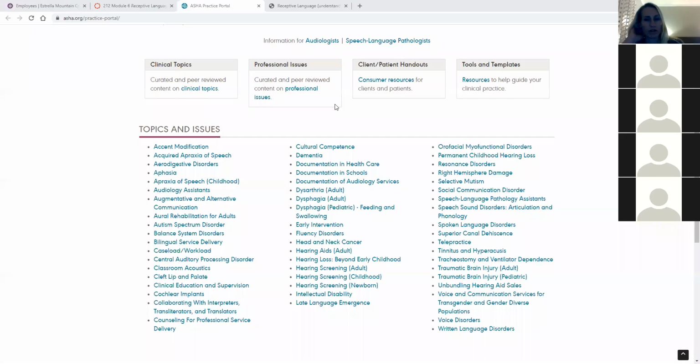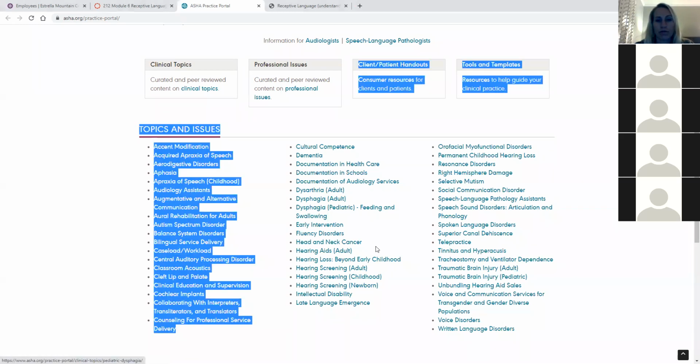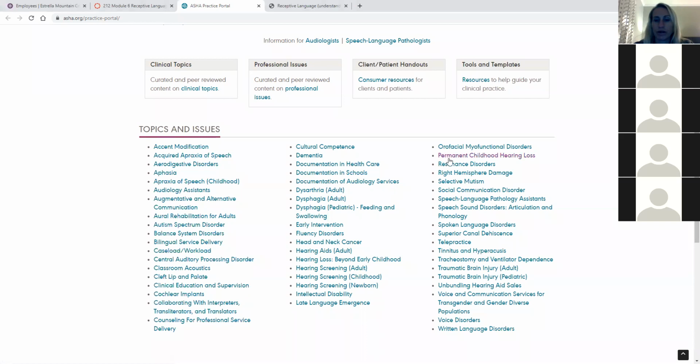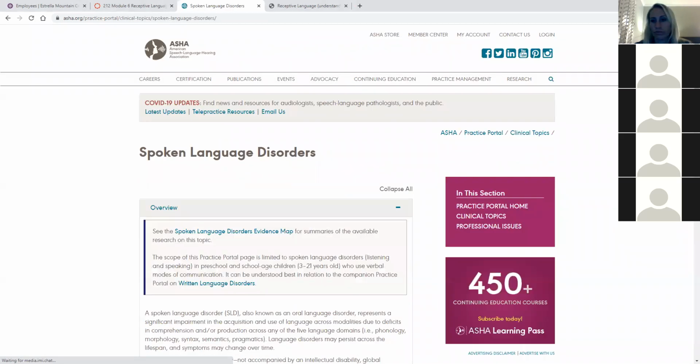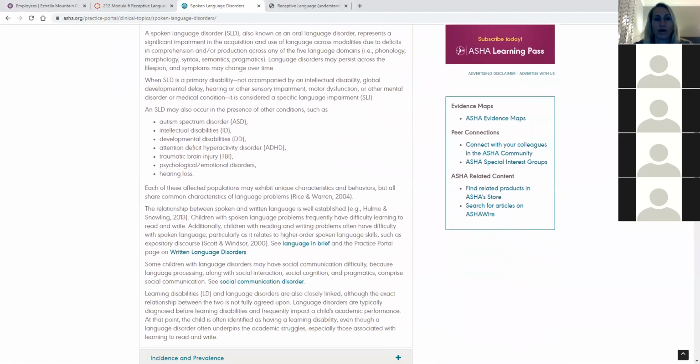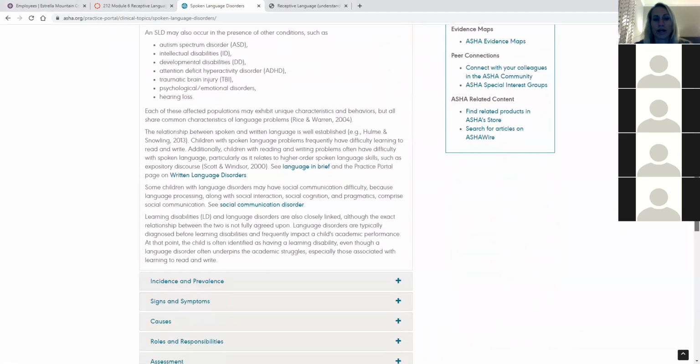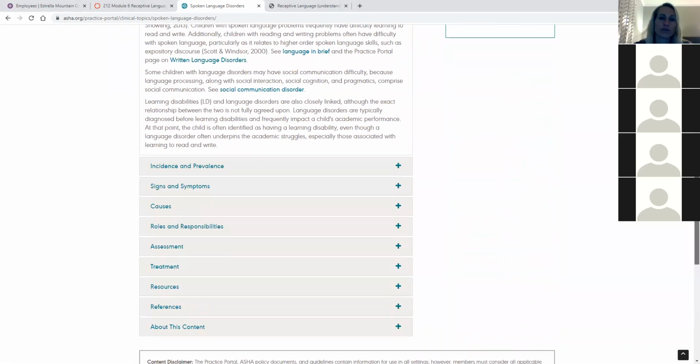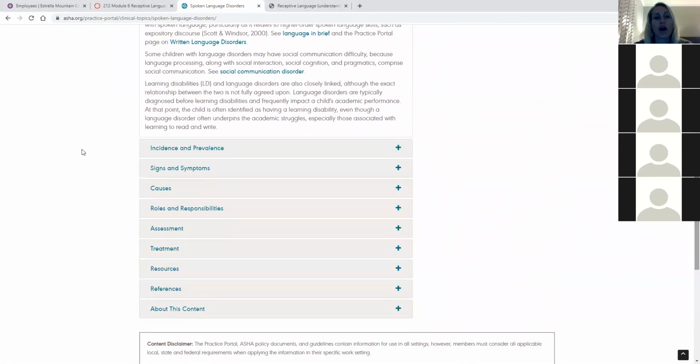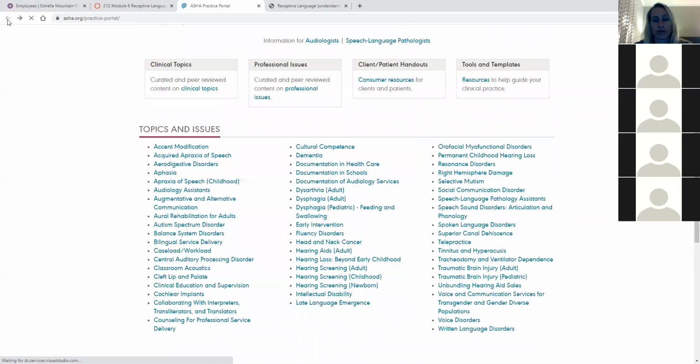So this is the practice page. When we're talking about different disorders, these are on here. And it used to have language kind of separately, but it's not anymore. But let me go to the language. You can look at spoken language, written language, and social communication. Those all relate to receptive language. I don't like how ASHA divided some of these things.